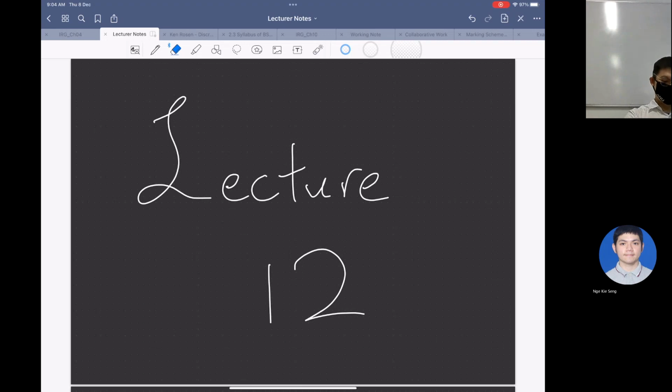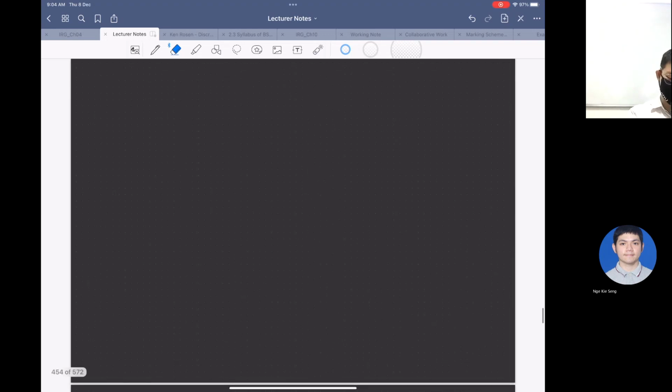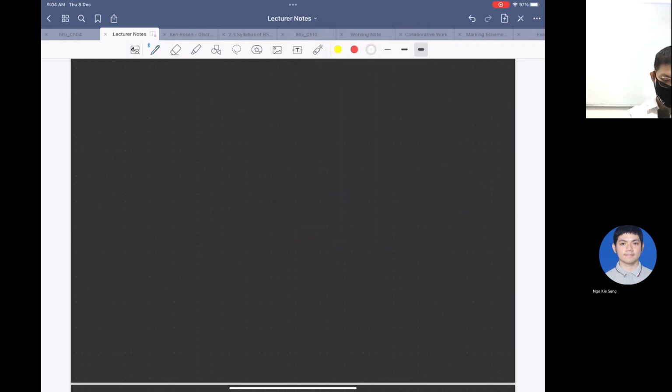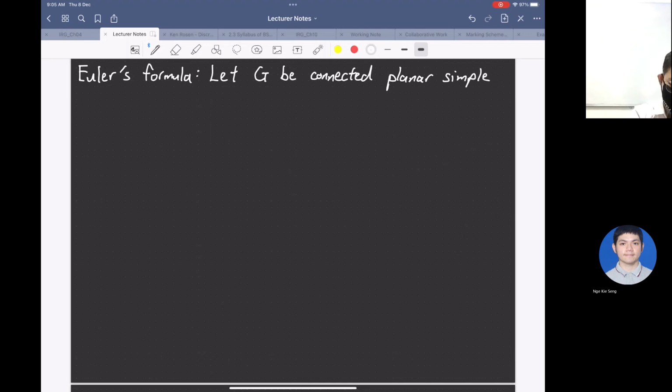Okay, sure. Let's start. So today we will continue with Euler's formula, and then we try to prove the Euler formula and see how it comes about. So let's recall what Euler's formula is. First you start with a connected planar simple graph. Remember what a planar graph is? It's a graph that has a representation that doesn't have edge crossing.